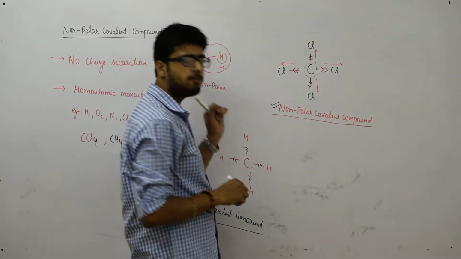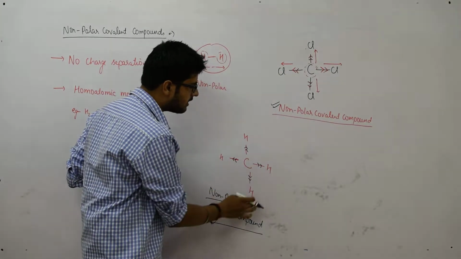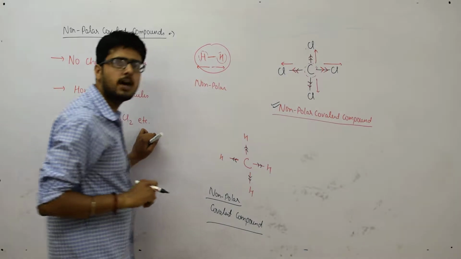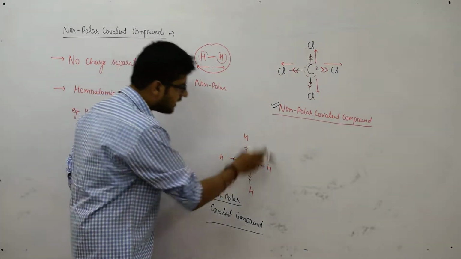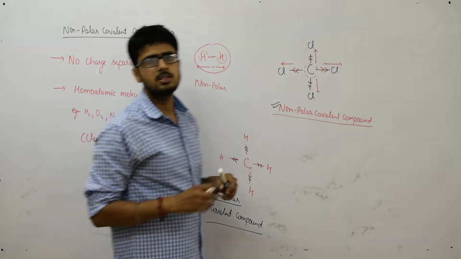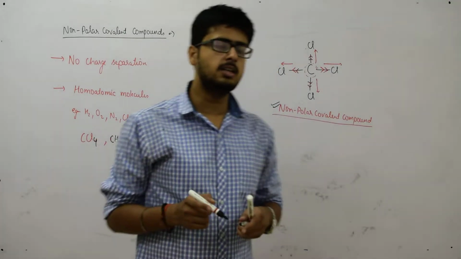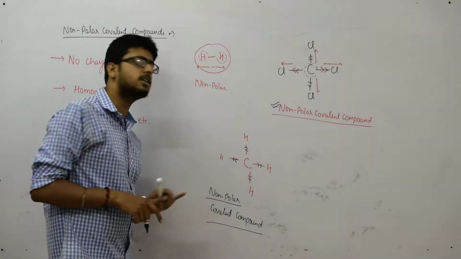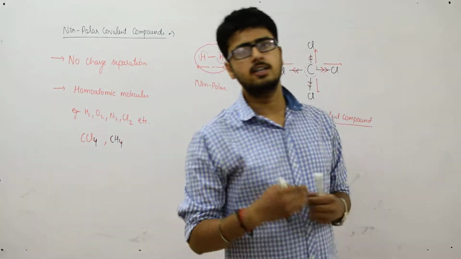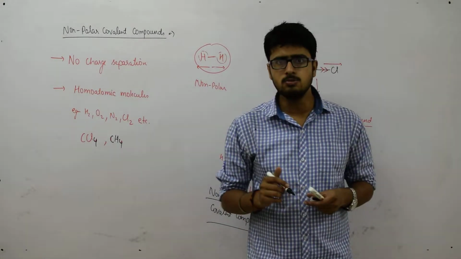Again, in case of methane, we have a carbon atom in the central position and 4 hydrogen atoms attached in the same way as we had chlorine atoms in case of carbon tetrachloride. So in this example also, the forces acting in all the 4 directions counterbalance each other, and since the forces counterbalance each other, methane is also an example of a non-polar covalent compound. So we already discussed polar covalent compounds, and this was the case with non-polar covalent compounds.